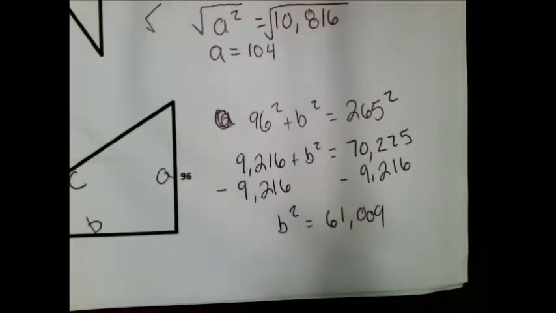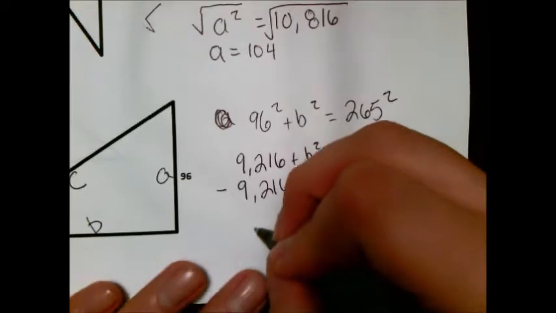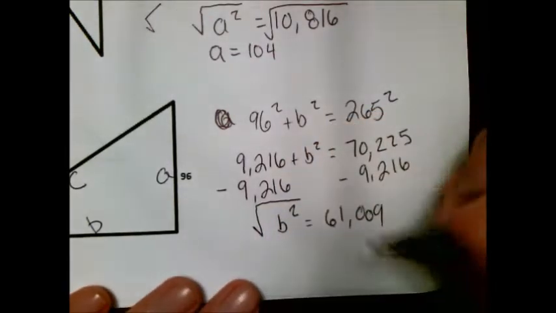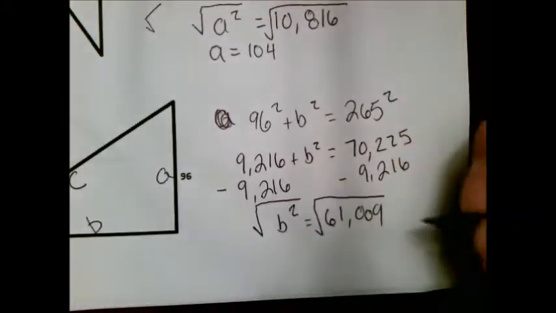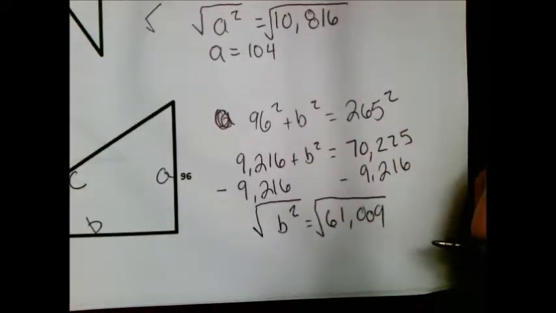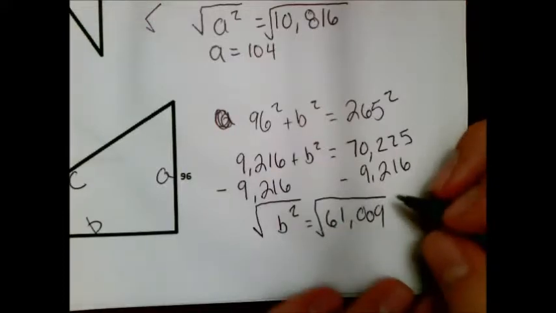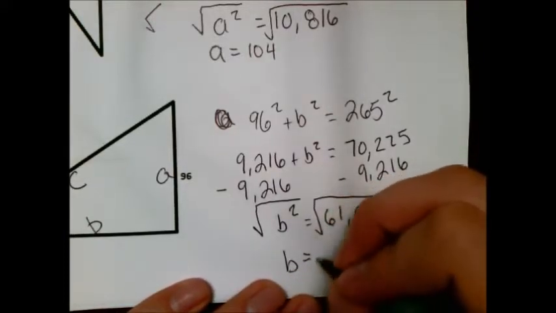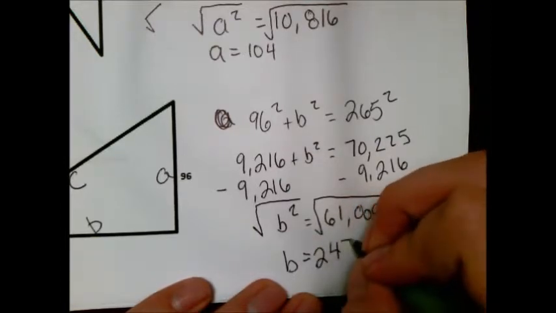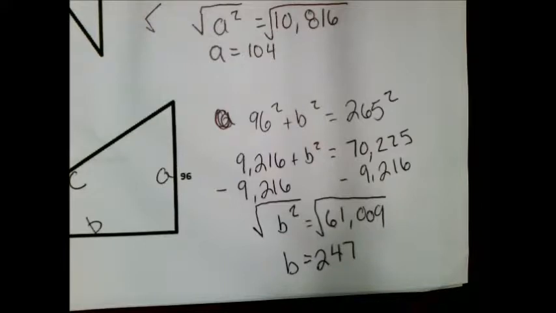So, our next step is to get rid of the squared sign. How do we do that? We have to do its opposite, which is square root. So we're going to take the square root of both sides. We should get B equals 247. So B equals 247. I'll let you copy that down for a sec.